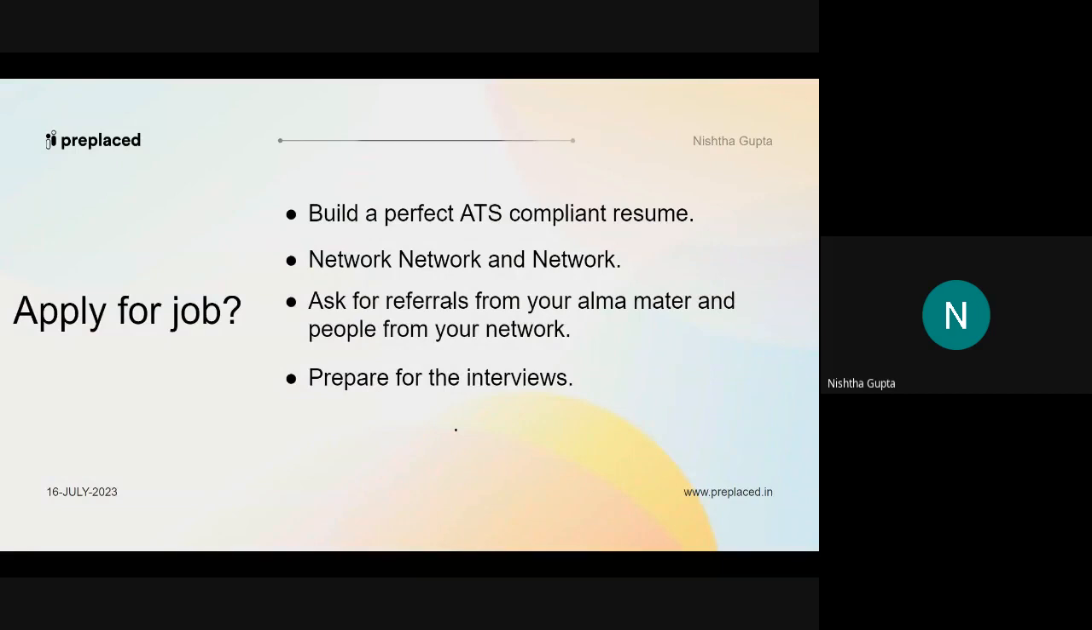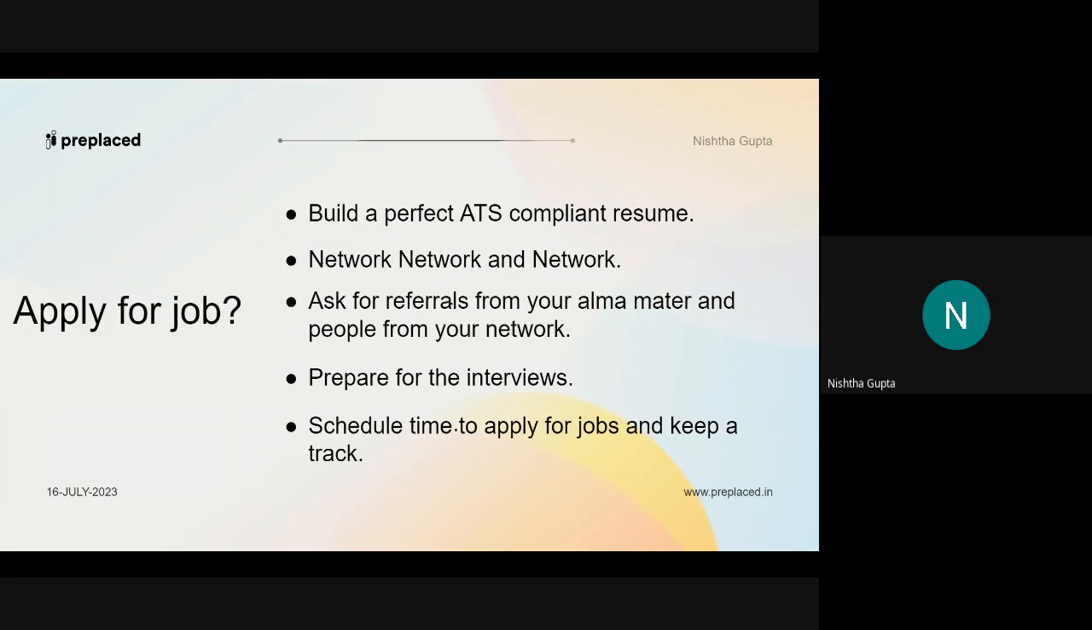Next, again, this is the most important. This should not be a separate pointer, because this is something you should do hand in hand while you are creating your projects and building your resumes as well. So preparing for interviews is something you should do hand in hand, right?